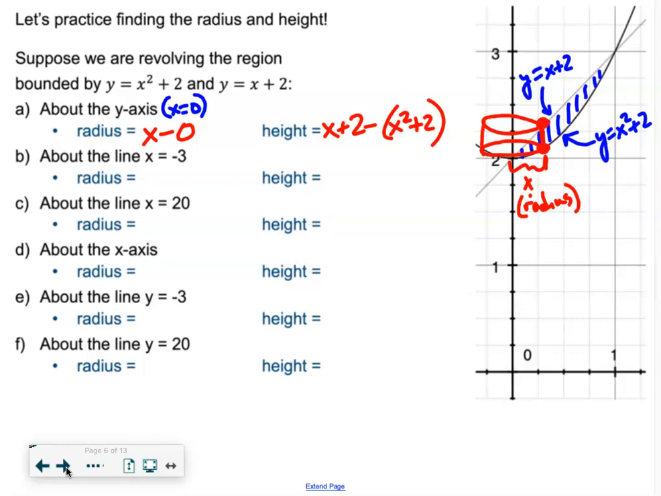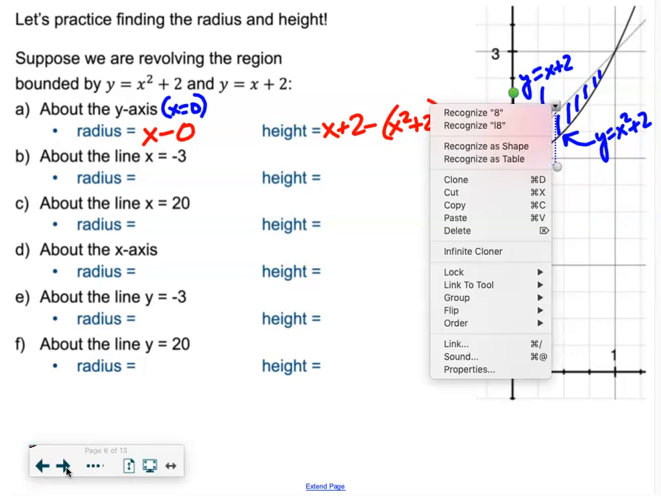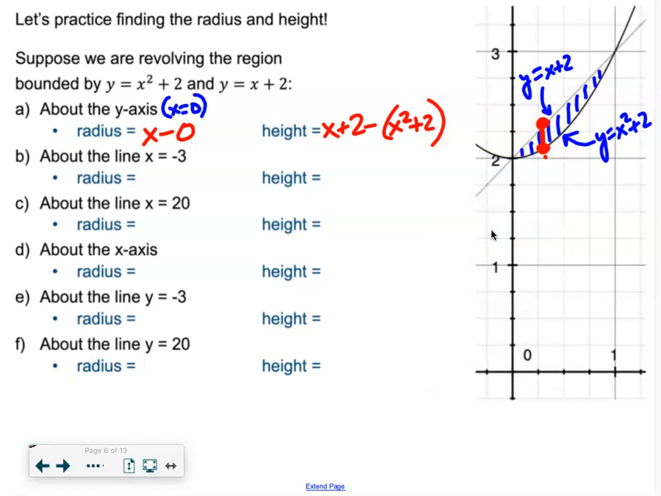So now we're going to go about the line x equals negative 3. So now, I'm going to delete this. Okay. So now I am revolving about a line, okay, not drawn to scale, because like this is 0, this is 1, so negative 3 would be like over here. But we're just going to pretend that it's like right here. So at x equals negative 3. So now we're revolving about this line.